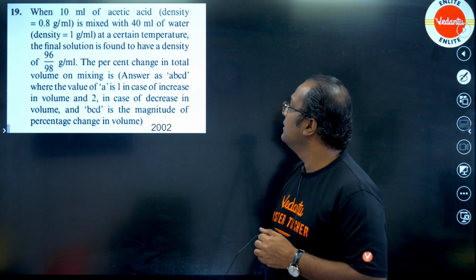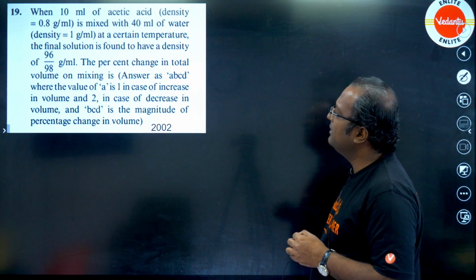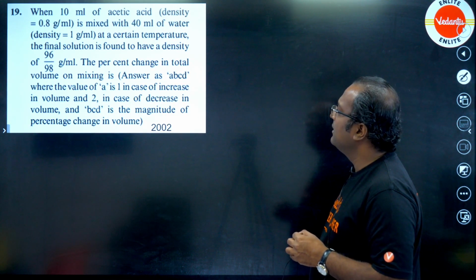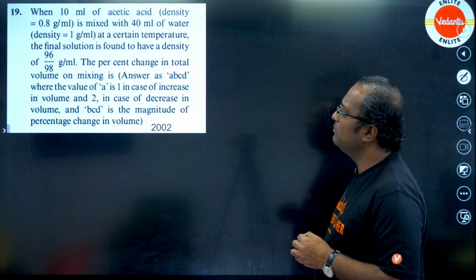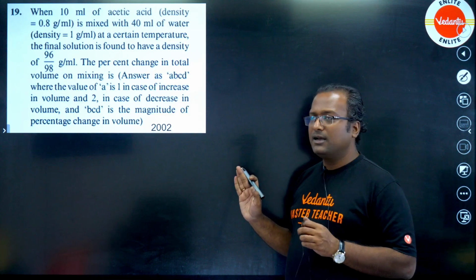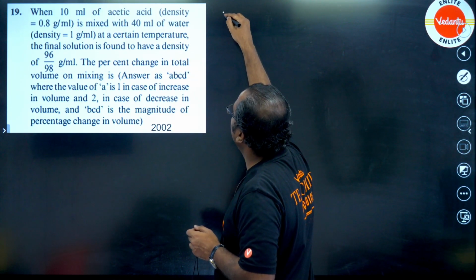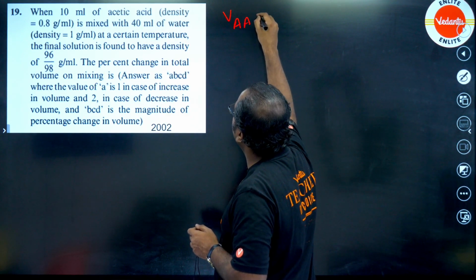Next one. When 10 ml of acetic acid is mixed with 40 ml of water, the final solution is found to have a certain density. The percentage change in total volume on mixing is... The question is not difficult, guys. The question is very simple. Let's solve. 10 ml of acetic acid. So the volume of acetic acid taken is 10 ml.